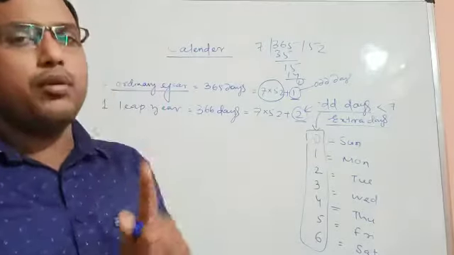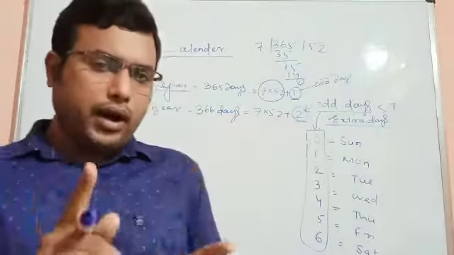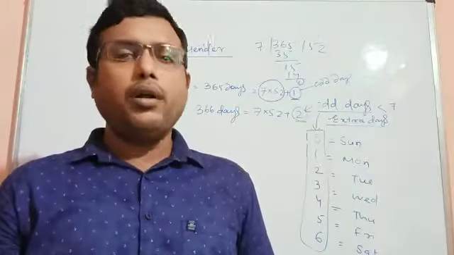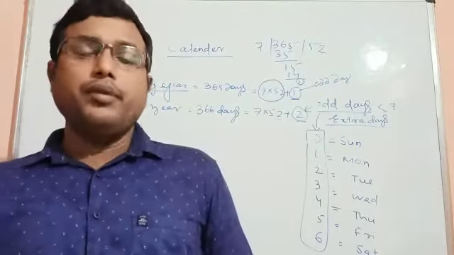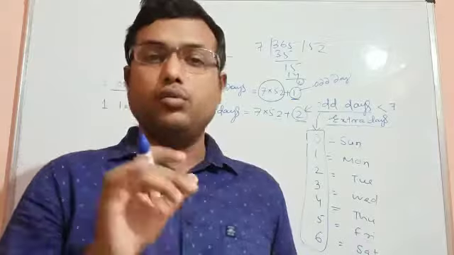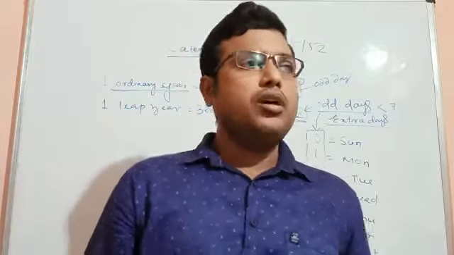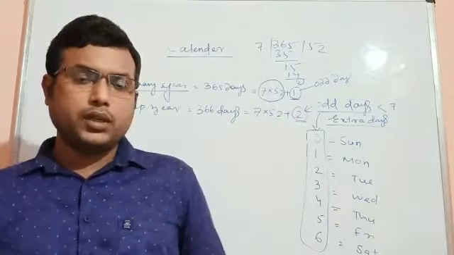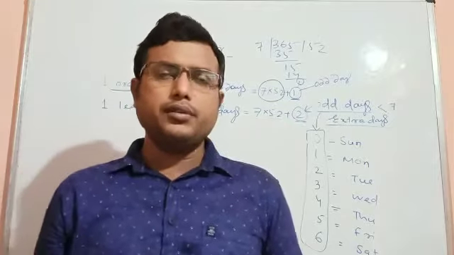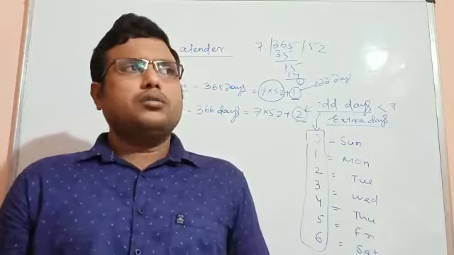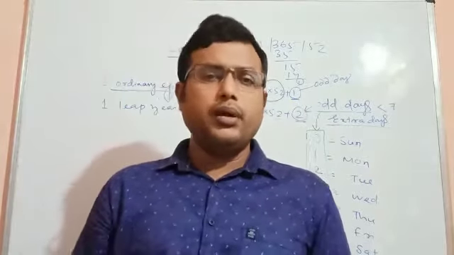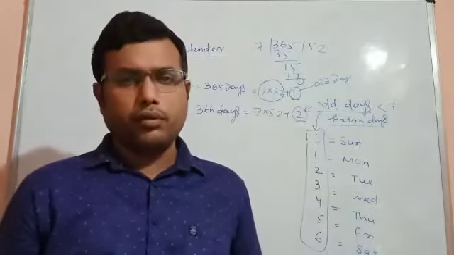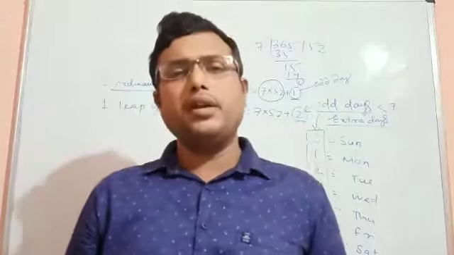Just keep in your mind, in one ordinary year, how many odd days? 1. In one leap year, how many odd days? 2. Right. Now consider what we mean by leap year. Leap year, very important it is. So how to identify a leap year? You know any year divisible by 4 is called a leap year, but it is partially correct.